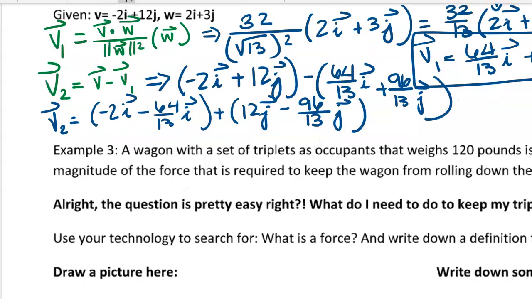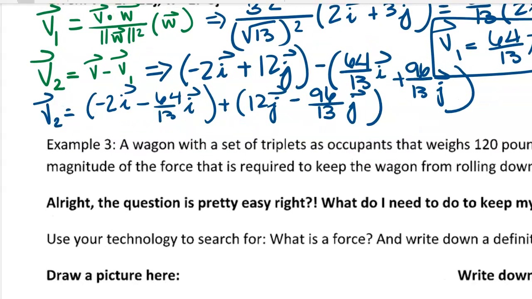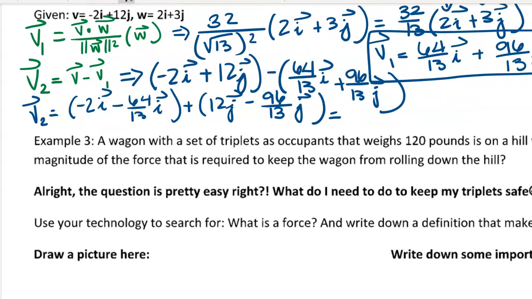All right, now you look for the LCD. You combine those, and then you are going to give me one final answer here for vector V2. So leave it in exact form, okay? What's the LCD? 13? Okay, perfect. So Andrew Bowie, give me the final vector for V2 once you're ready.